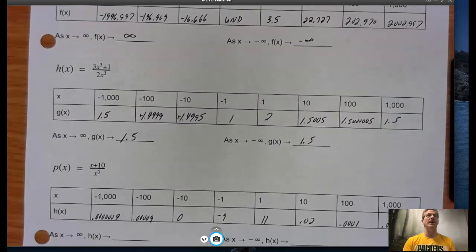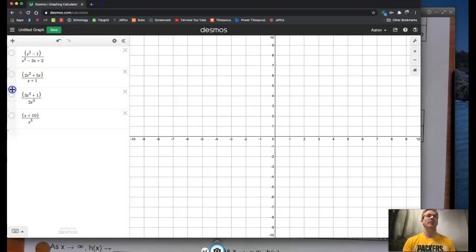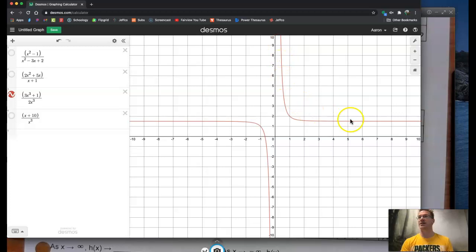So once again, I kind of covered up my graph here. Let me pull this up here. We'll turn this one off. We'll turn this one on. And once again, you can see that this graph flattens out, right? So we get that nice flat graph. And you can see it looks like it's about 1.5, 3 halves there on both sides.